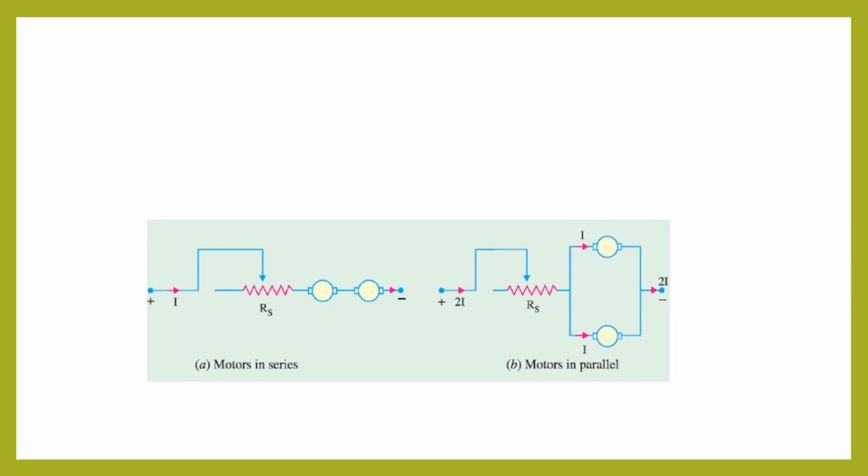Next topic is series parallel starting. In traction work, usually 2 or more motors will be employed which are similar in characteristics. So considerable energy saving can be achieved by using series parallel starting. The figure shows the series parallel starting for the 2 motors.